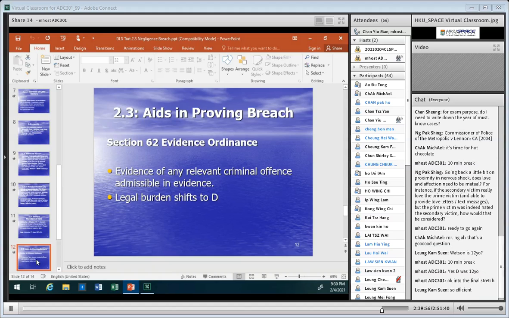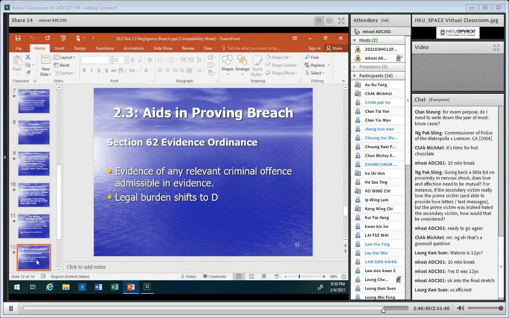And that's very cogent or powerful evidence, because if you're convicted in a criminal court, the standard is higher than in a civil court. The standard of proof in a criminal action is beyond reasonable doubt. The standard of proof in a civil action is on the balance of probabilities. So this is very, very powerful evidence that a plaintiff can rely on to prove breach of the duty of care. And this is section 62 of the Evidence Ordinance. Another useful part of section 62 is section 62(2), which says the legal burden of proof shifts to the defendant.